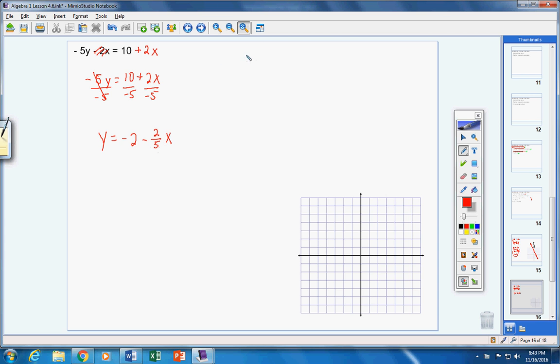Listen guys, anytime I ask you to graph an equation using the what method? The slope-intercept method. The first thing you do is you get y by itself. The second thing you do then is write out, well, this is not one of your steps, but it would help if you would quickly stop and write out your slope and write out your y-intercept.